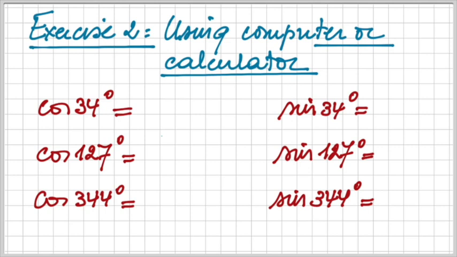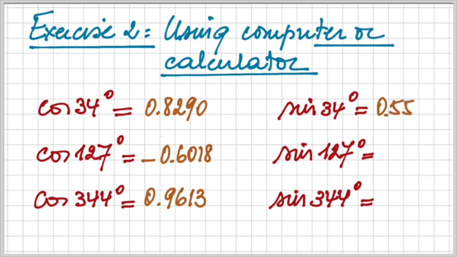So, you did the calculations, so let's have a look at the results. So we have here for cosinus 34, 0.8290, for sinus 34 degrees is 0.5592, and we do the same thing for the others. And we see cosinus 127 in the second quadrant, so it's negative, and the sinus is positive. Cosinus 344 degrees, fourth quadrant, so cosinus is positive and sinus is negative.